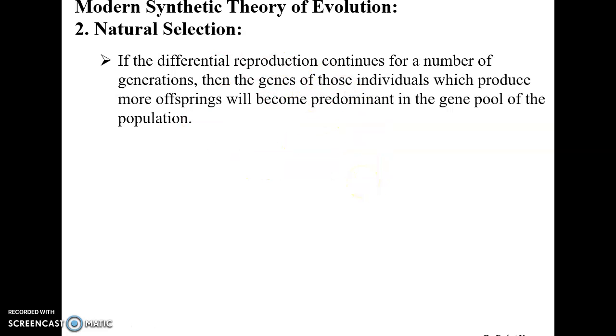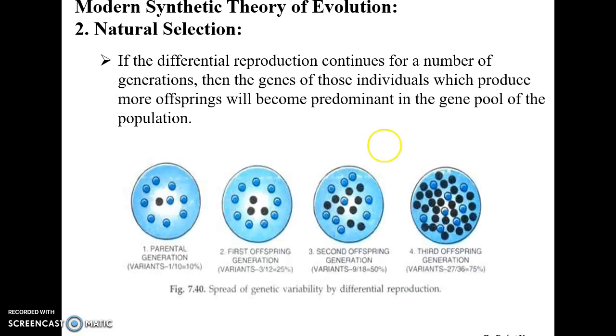If the differential reproduction continues for a number of generations, then genes for those individuals which produce more offspring will become more prominent in the gene pool of the population. Here you can see in this diagram the parental generation. Here the variant is just 1 out of 10, and in this case 3 variants have been produced, and their percentage is 25%, while in the next generation, the second offspring generation, there is more variation. 9 out of 18 offspring are variants, and in the next generation, the third offspring generation, the variation is 75%.